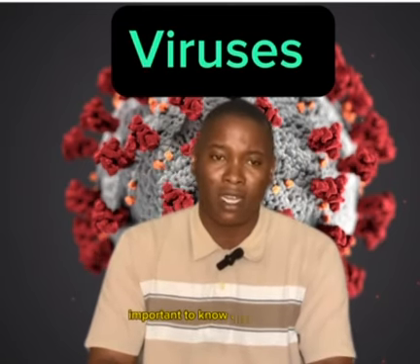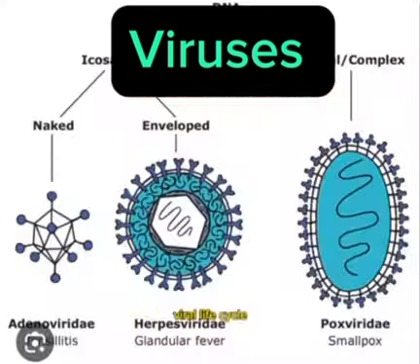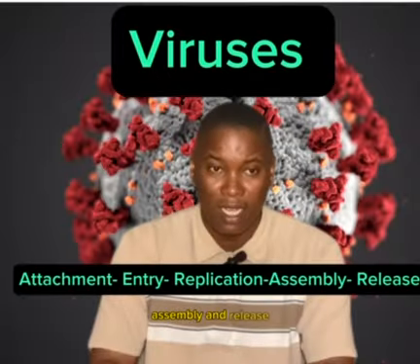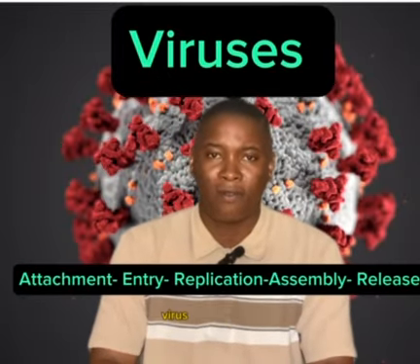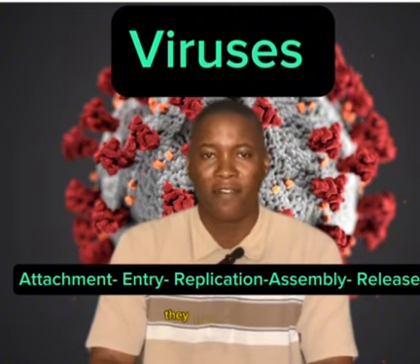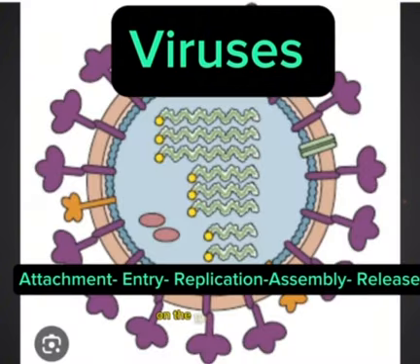Now, it's also important to know that there's what we call a viral life cycle. That is, the viruses have a life cycle which they follow. Now, what's this life cycle? The stages are attachment, entry, replication, assembly, and release. In attachment, viruses have what we call glycoproteins. They have spikes on the capsid, and they use these spikes to attach to the living cells which they want to find their way into. That process is called attachment.